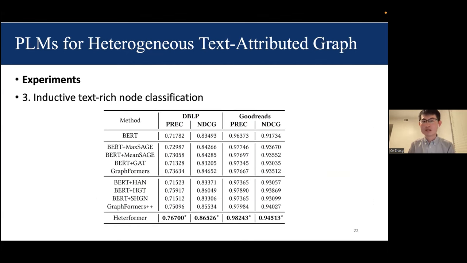The next experiment is node classification or text classification. We want to classify what category a paper belongs to. And similarly, we have the same observation. The proposed model outperforms existing baseline models, including models without any graph structure or models with cascaded architecture.